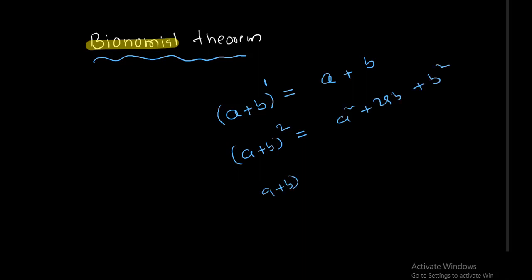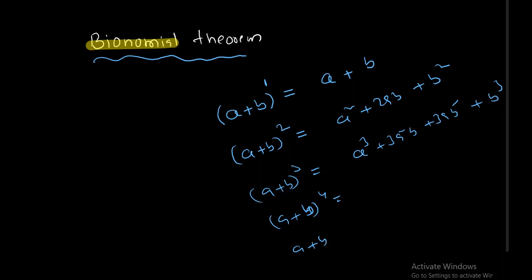For example, (a plus b) cube is given. You know how to expand it: a cube plus 3a square b plus 3ab square plus b cube. If (a plus b) power 4 is given, how to expand it? (a plus b) whole power 5 is given, how to expand? So on, (a plus b) whole power n is given, how to expand? In case 1, n is a natural number. How to expand it, says binomial theorem.